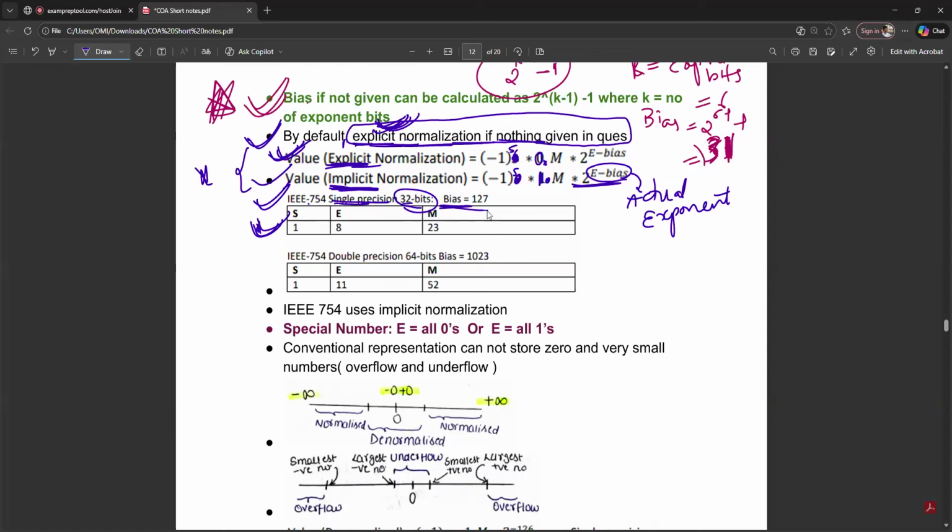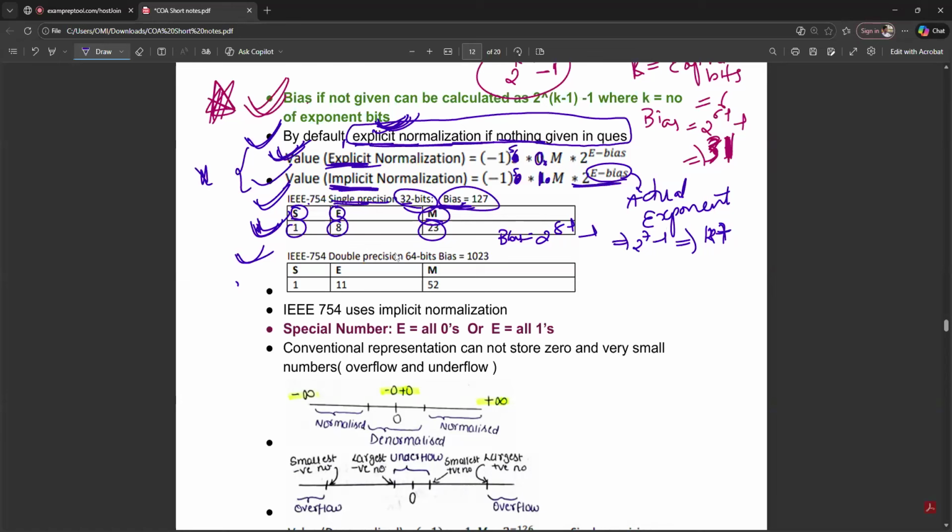Here you have to remember this point: for IEEE 754 single precision, it contains 32 bits, bias is 127, sign is 1 bit, exponent 8 bits, and mantissa is 23 bits. See how bias is calculated: 2 power 7 minus 1, which is 127. Okay, bias.